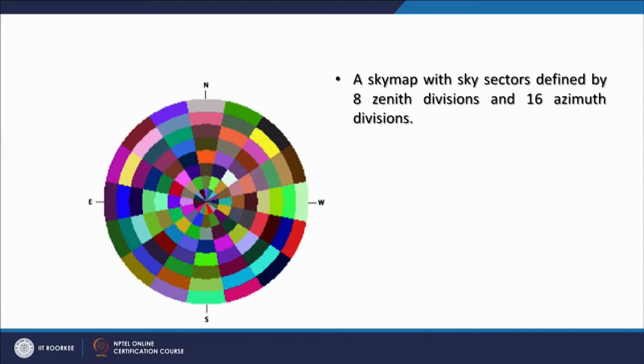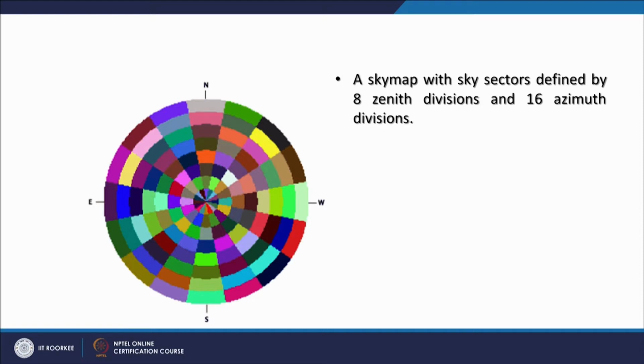And likewise here, the sky map is calculated, with the sky sectors defined by 8 zenith divisions. The zeniths, as mentioned here, go from this perimeter or outer circle to the inside, and there are 16 azimuth divisions. The major ones are north, south and east, west, and then you have the different ones in between. So when you are looking upward, these directions for east and west would change.